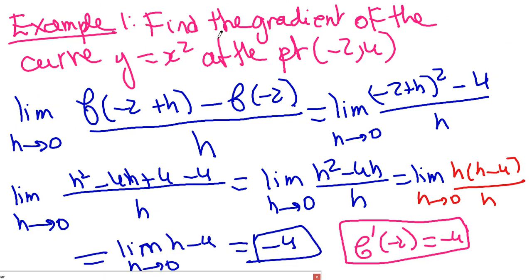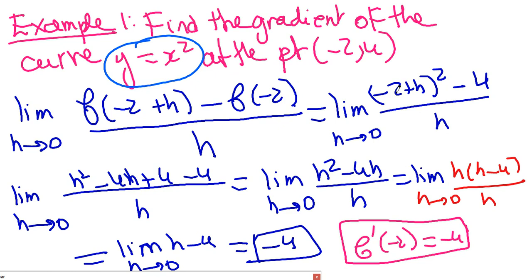So first example, let's find the gradient of the curve y equals x squared at the point (-2, 4). First of all, we start by the definition. We know that it's the limit of f of x plus h, but here x is given, it's minus 2. So it's the limit of f of minus 2 plus h minus f of minus 2 over h when h tends to 0. You cannot start to replace now. This is f of x, so I will replace x by minus 2 plus h, minus f of minus 2, which will be minus 4, over h.